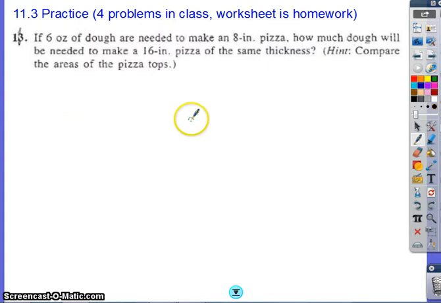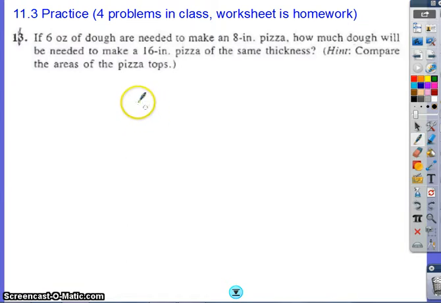Going on here, I'm going to go over 4 problems that are similar to what you have on your homework so that you can see them, and then you can use those to help you on your homework. So if 6 ounces of dough are needed to make an 8-inch pizza, how much dough will be needed to make a 16-inch pizza of the same thickness? Hint, compare the areas of the pizza tops.